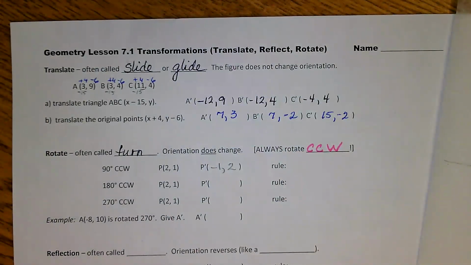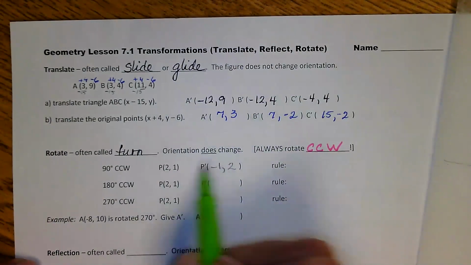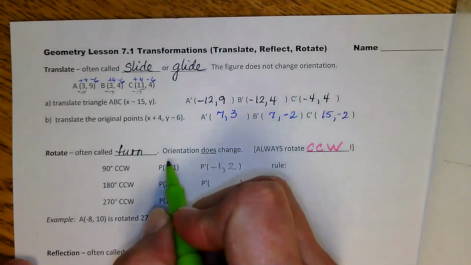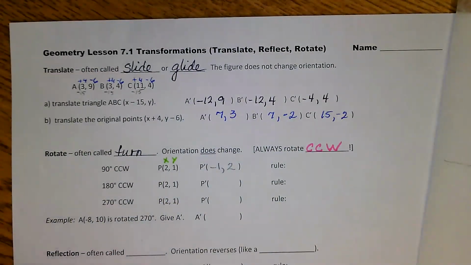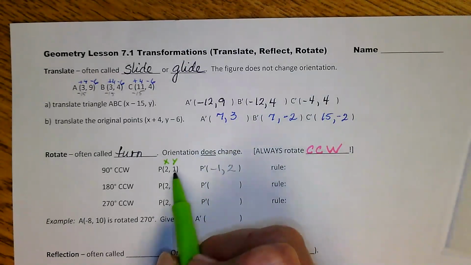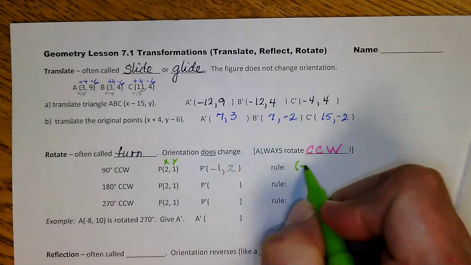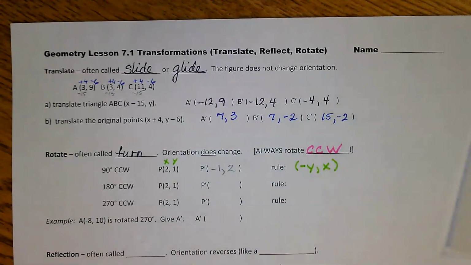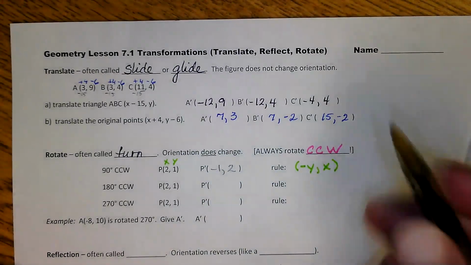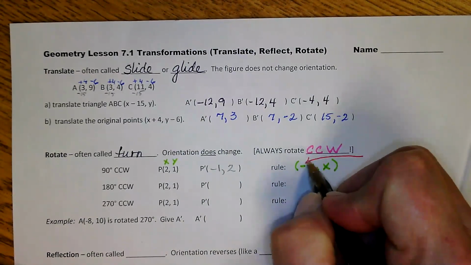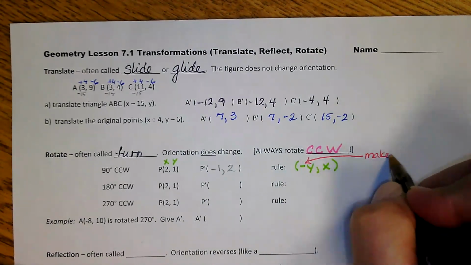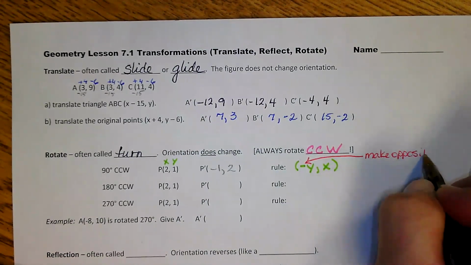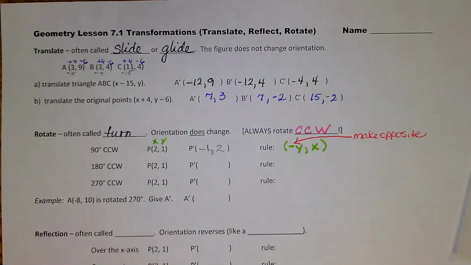So what rule is that? Okay, according to the changes here, it looks like they switched. The X and the Y switched locations, and the Y changed its sign. So it looks like this for a rule. Okay, that negative sign does not mean make the Y negative. Make it opposite. So if it's negative, make it positive. If it's positive, make it negative. Okay?